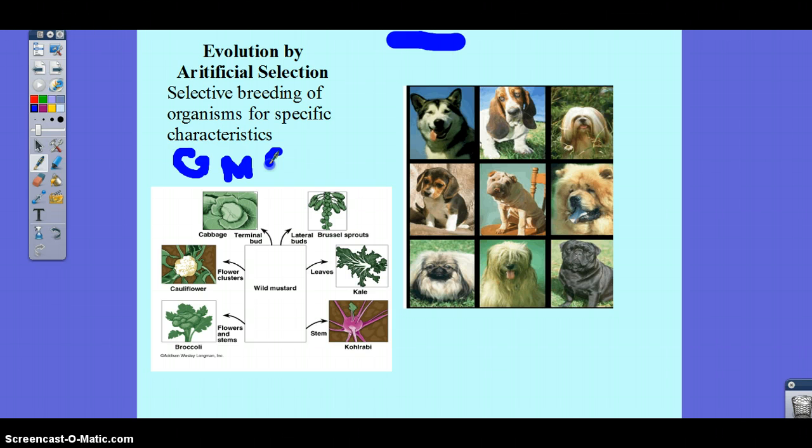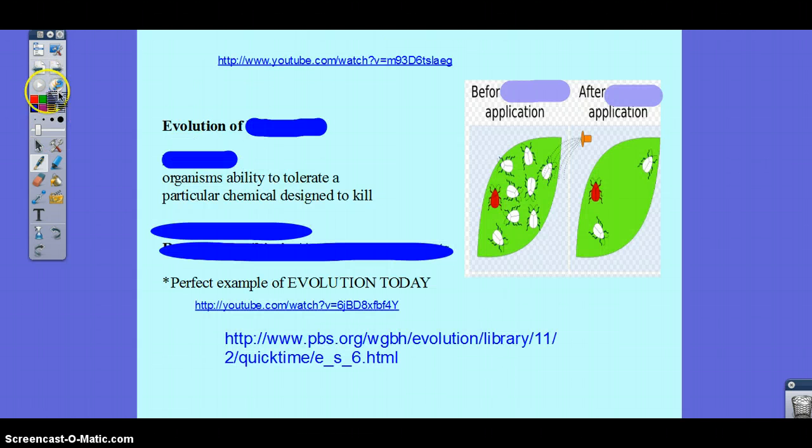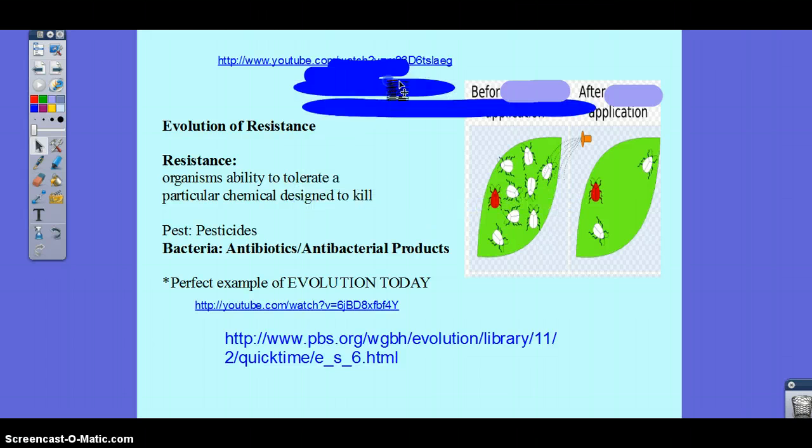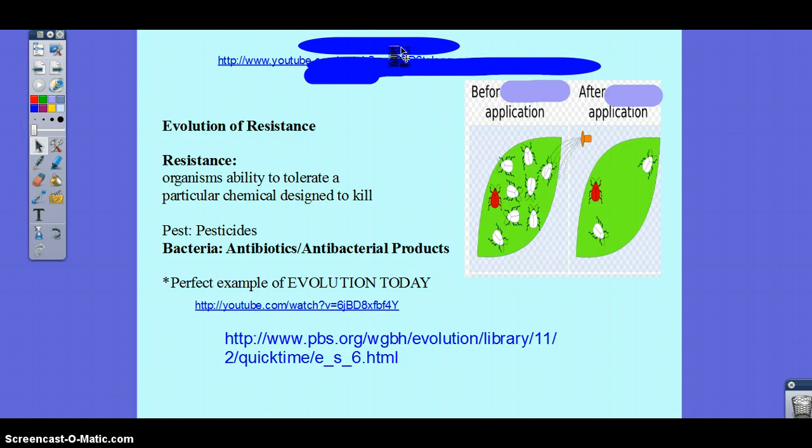We obviously genetically modify organisms for our benefit, especially crops, to meet the needs of our current food crisis. So keep that in mind for the later chapters. Evolution of resistance. Remember the video I showed you, and it basically is the ability of an organism to develop resistance to a particular chemical which is designed to kill, and bacteria and pests are a perfect example of this type of evolution, and it is the best example of evolution happening today. Remember to watch the link.